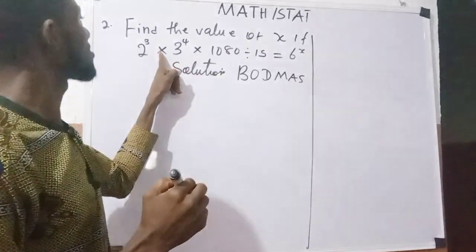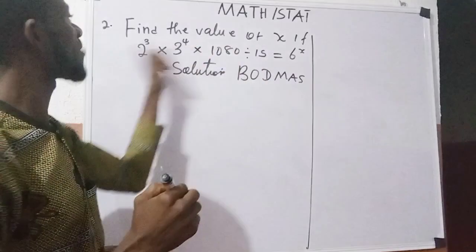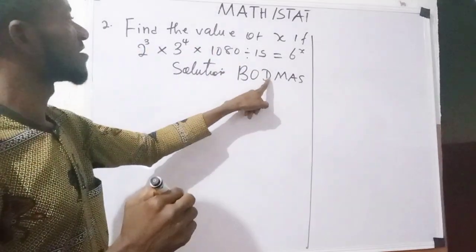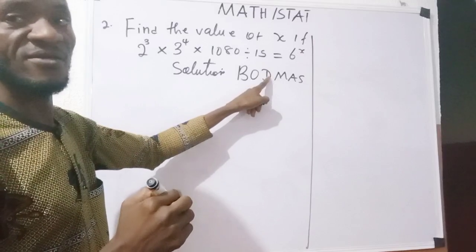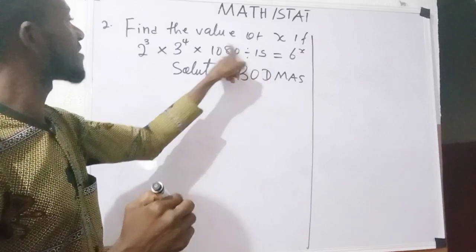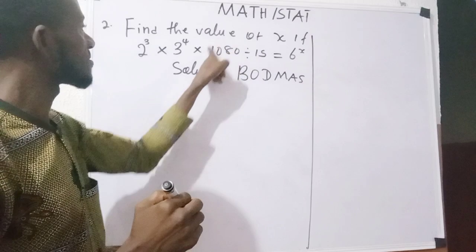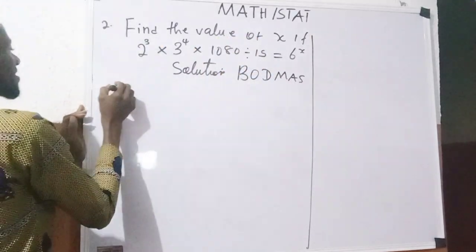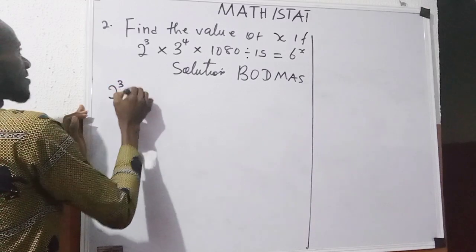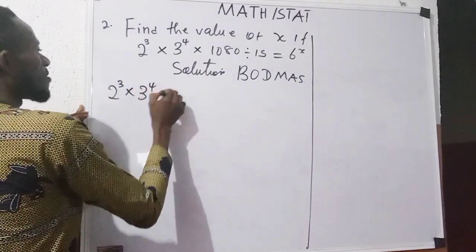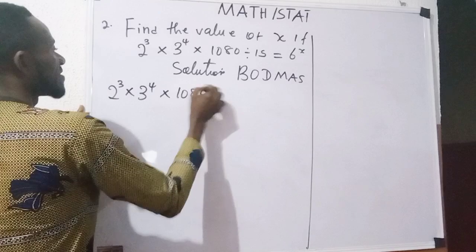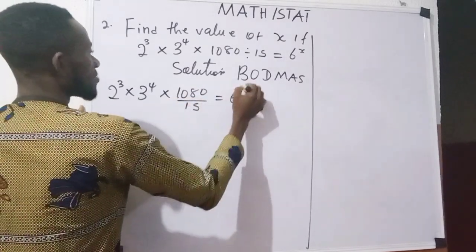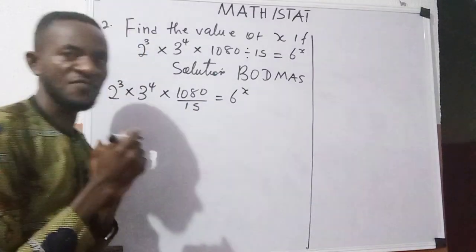Then let us now come back here. I have multiplication here. In fact, there's no bracket here. There's no of here. I have division here. So division comes first here. This is the place where I have division, so I can call up that division first. So this can be written as 2 raised to power 3 multiplied by 3 raised to power 4 multiplied by 1080 all over 15 equals 6 raised to power x. I have treated the issue of division.